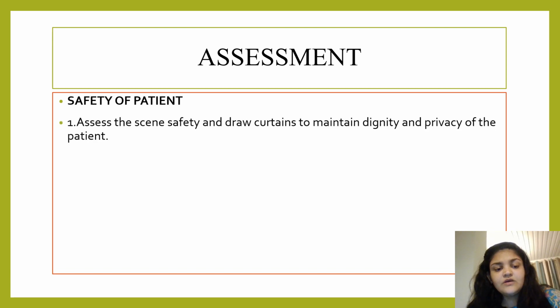As we proceed towards the station, we have to assess the scene safety. We have to say that the scene is safe to approach, and then I will draw the curtains to provide privacy and maintain the dignity of the patient. Sometimes in the OSCE exam, what happens?